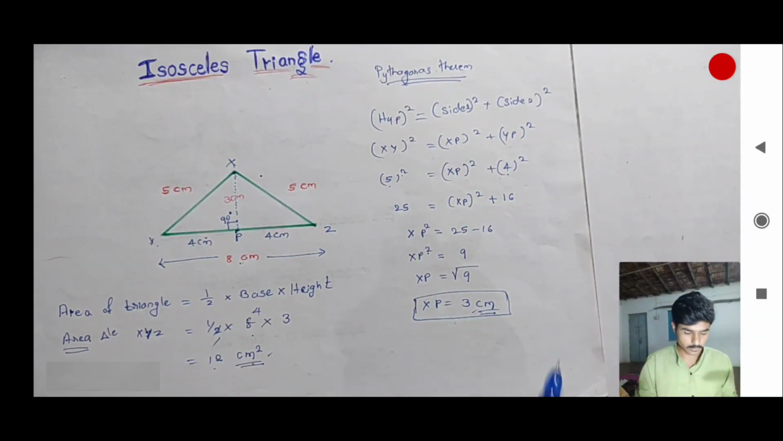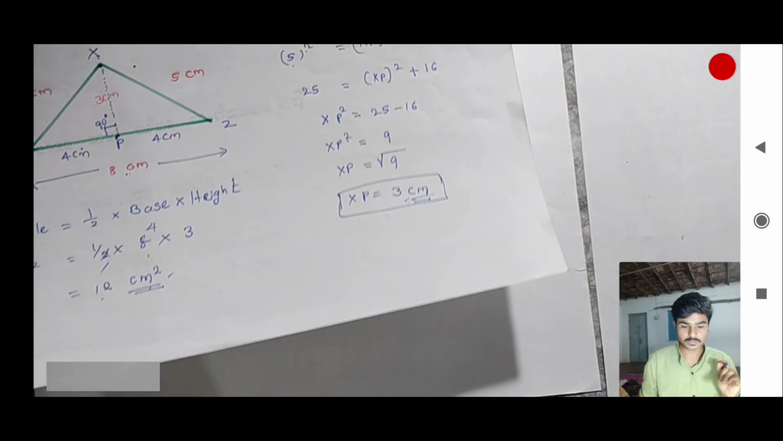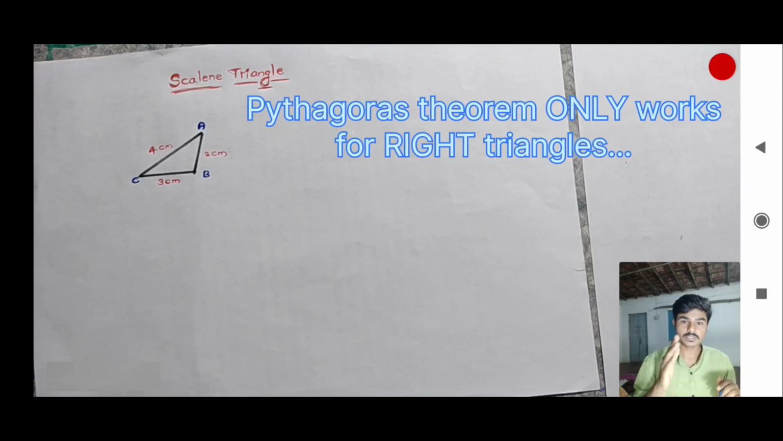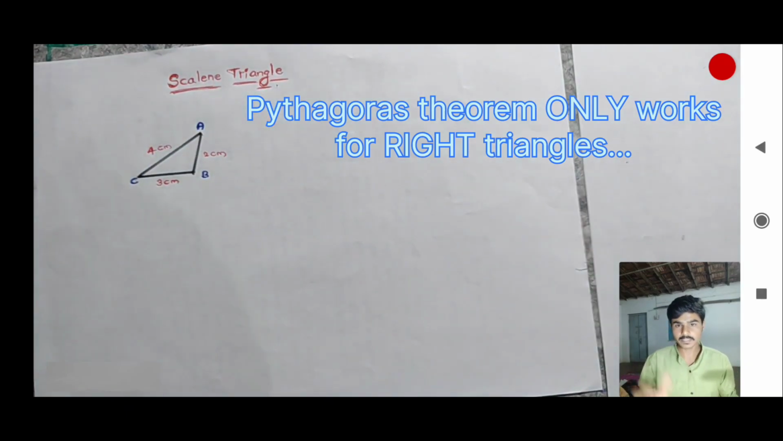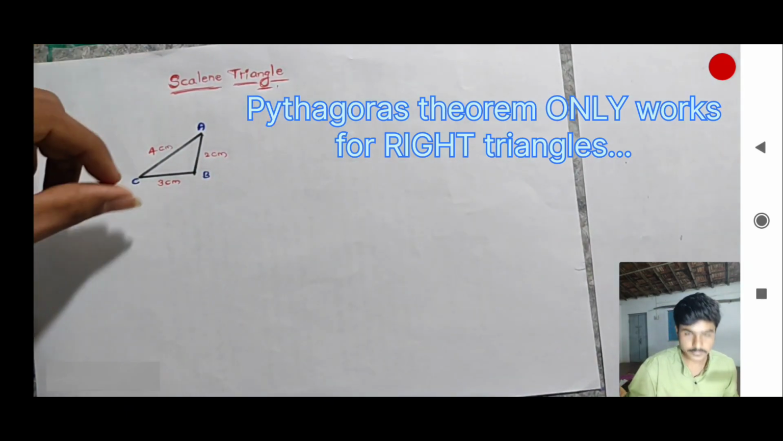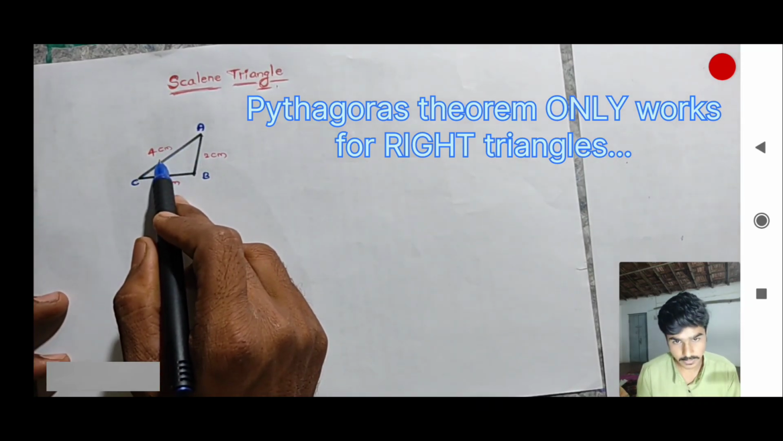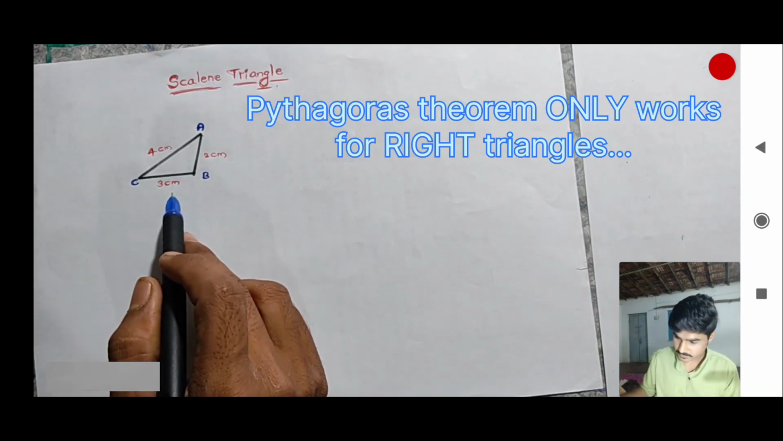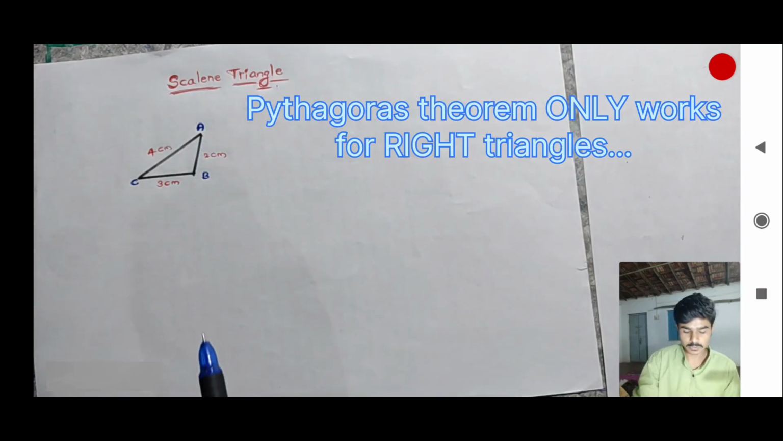If you have doubt, I will give one example to show Pythagoras theorem does not hold good for triangles that are not right angle triangles. Let me take one example here as a scalene triangle. Scalene triangle means all sides will be of different length. As you can see, side AC is 4 centimeter, side BC is 3 centimeter, and side AB is 2 centimeter.